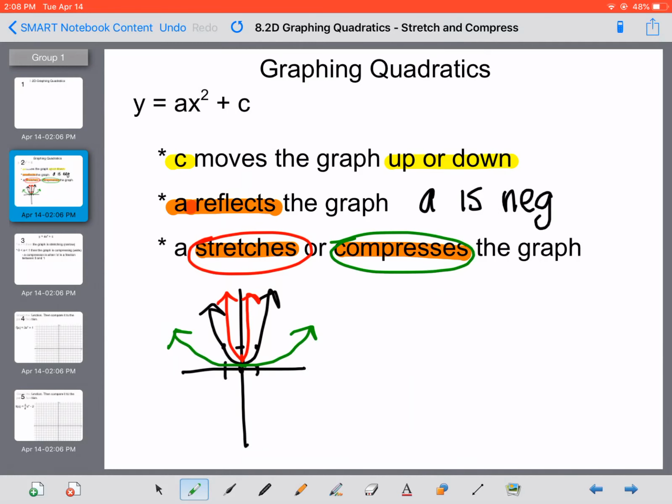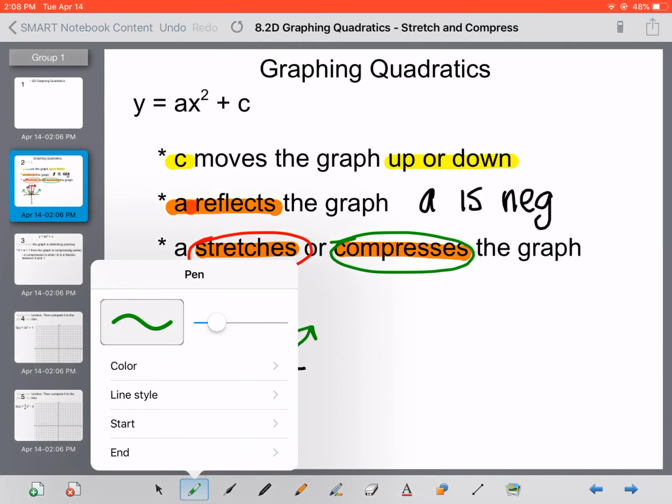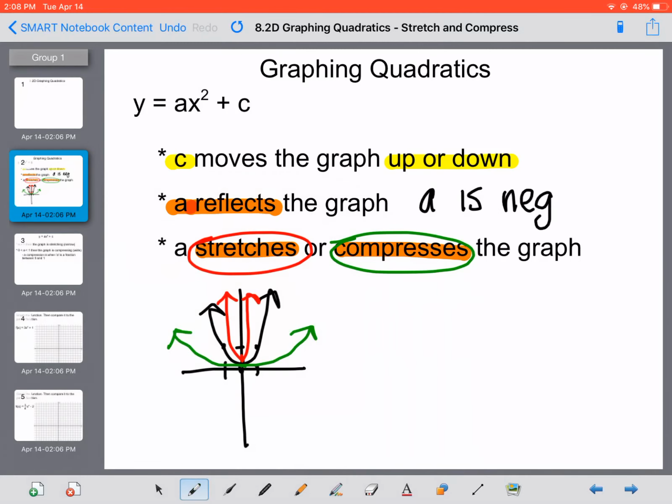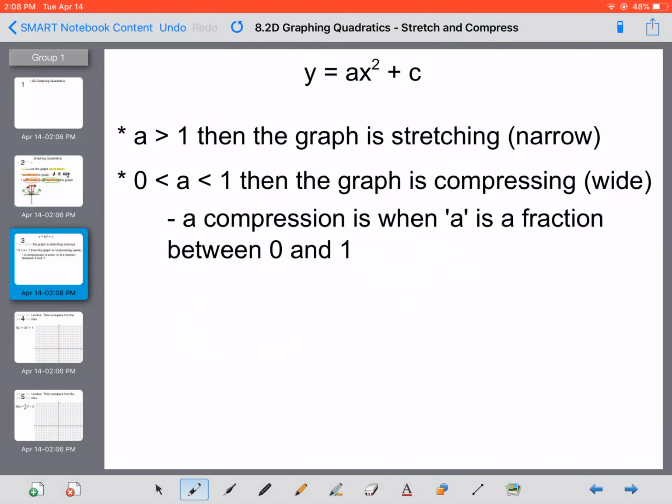So because of those characteristics, when we think about stretching versus compressing, we can look at the actual a value to determine that. So if a is bigger than 1, then you're stretching, or another word for that is narrow. If a is between 0 and 1, then it is compressing. And so when a is compressing, that means that it's some fraction between 0 and 1.